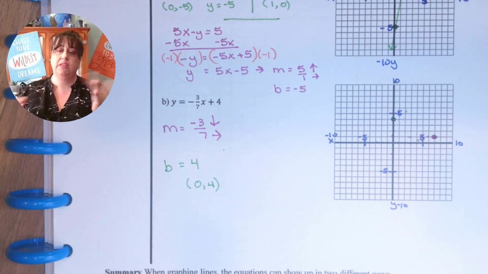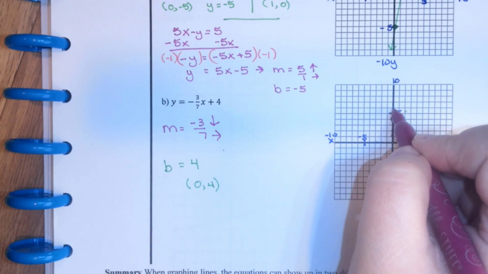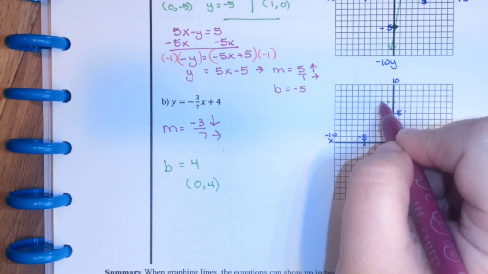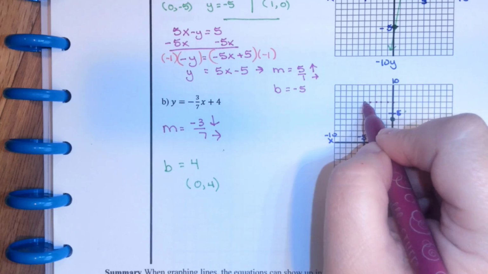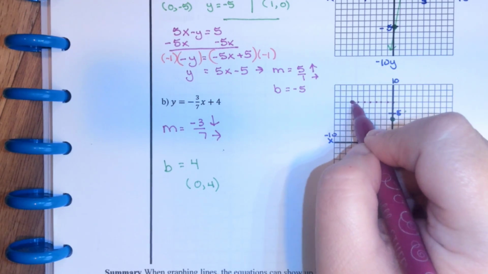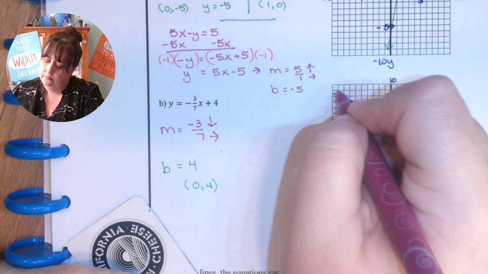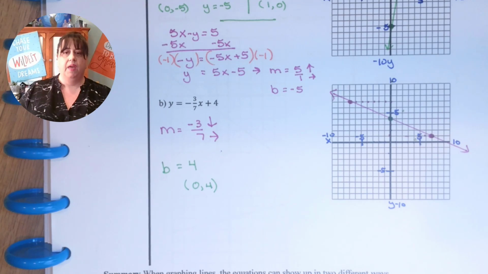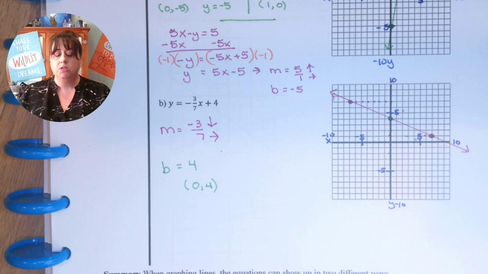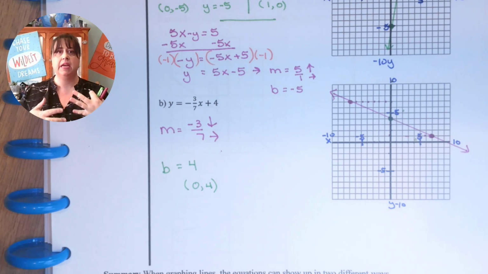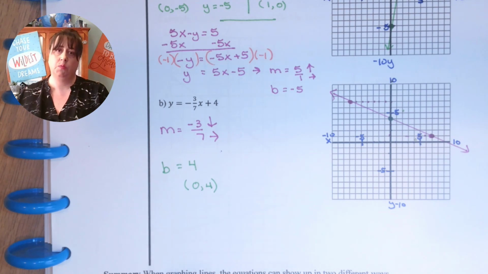I could reverse it and go backwards. 1, 2, 3, then over 1, 2, 3, 4, 5, 6, 7. Those are all going to be on the same line. And there's my answer. So you do need to be able to tell the difference between standard form and slope-intercept form at a glance. Remember, standard form is when all the variables are on one side. Slope-intercept form is when it's y equals.